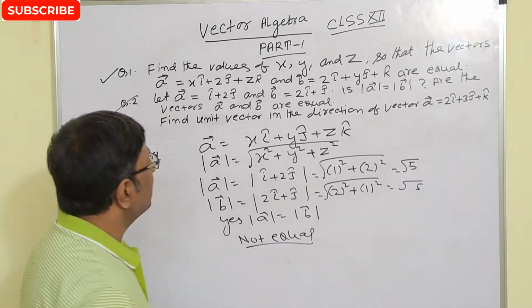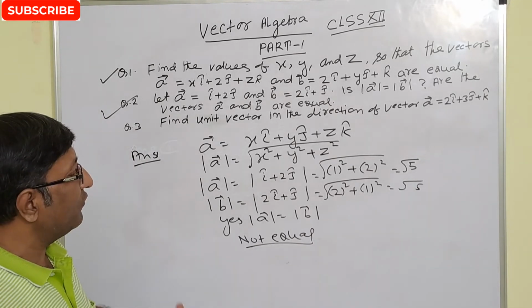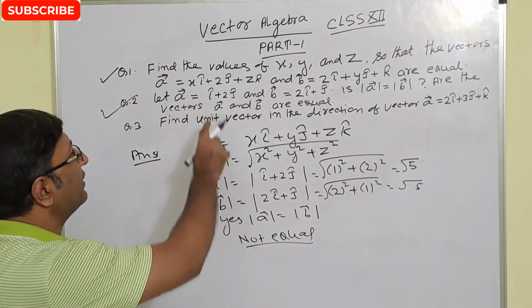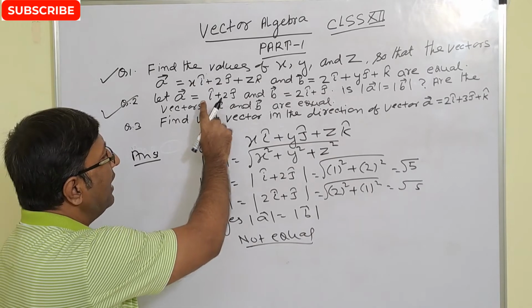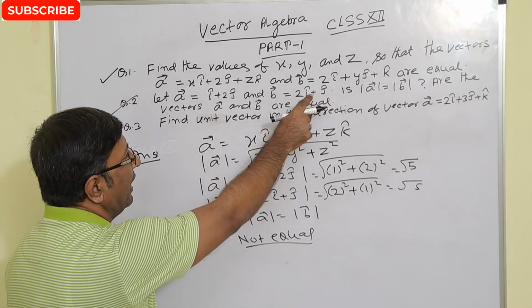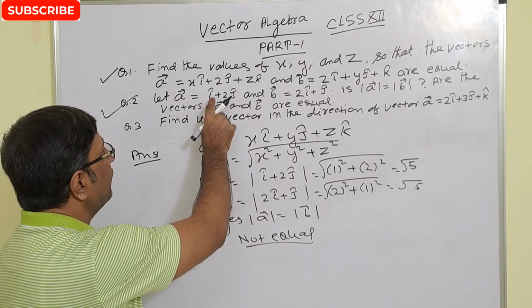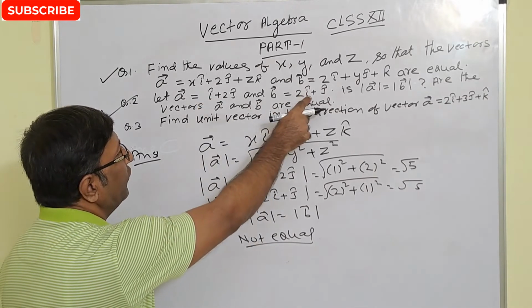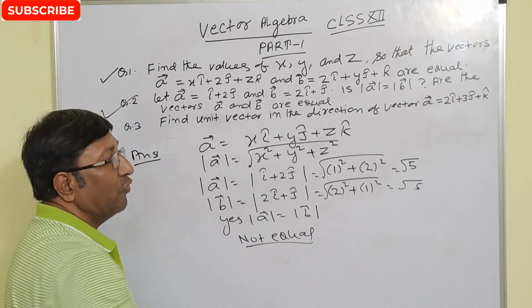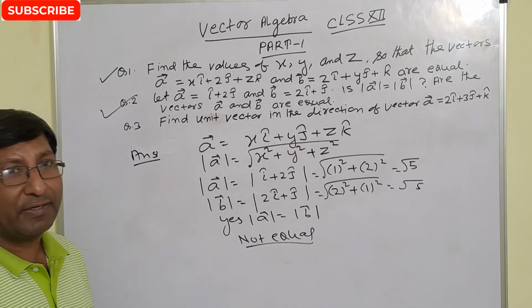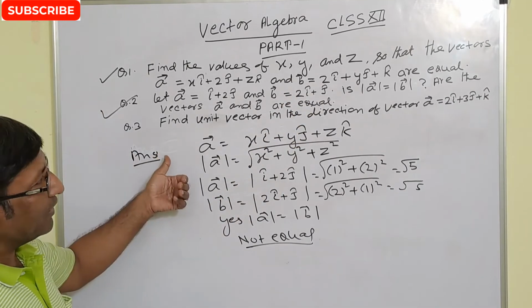Why? Because two vectors will be equal if the coefficient of unit vector i of the first vector and coefficient of unit vector i of the second vector are equal. But here coefficient of unit vector i is 1, here coefficient of unit vector i is 2. So vector A does not equal vector B. So this is the second question.